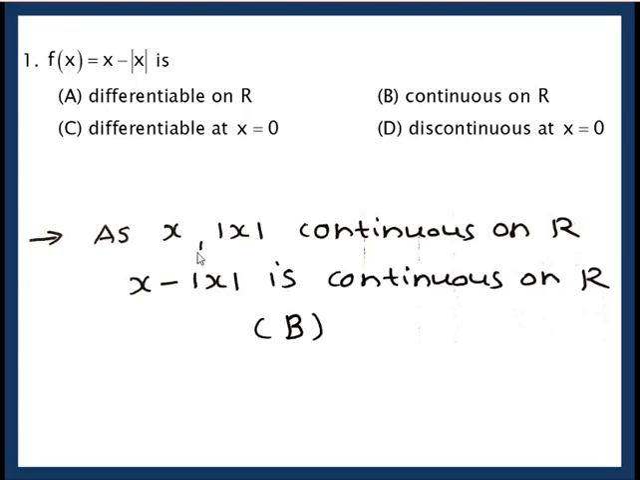So here x and mod x are definitely continuous on R. So x minus mod x is definitely continuous on R. So the correct option is B, Bombay.